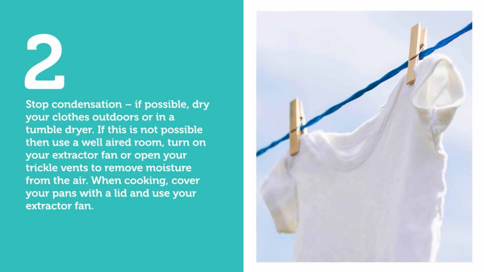2. Stop condensation. If possible, dry your clothes outdoors or in a tumble dryer. If this is not possible, then use a well-aired room, turn on your extractor fan, or open your trickle vents to remove moisture from the air. When cooking, cover your pans with a lid and use your extractor fan.